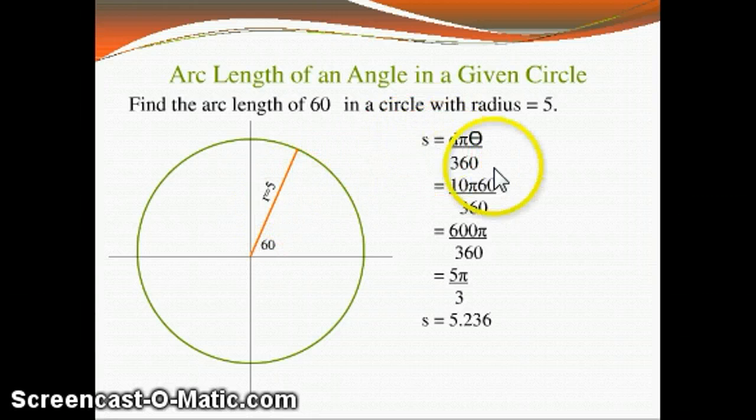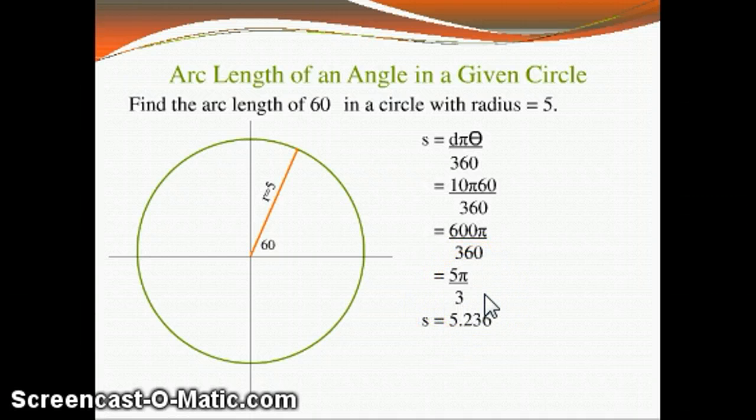Using this formula, first plug in 10 for d, which is 2 times the radius. Since the radius is 5, it's 2 times 5, which equals 10. And theta is equal to 60. Now 10 times 60 is 600 times pi divided by 360. We can keep pi in the answer for now, so we can simplify this equation. 600 divided by 360 is equal to 5 over 3 multiplied by pi.